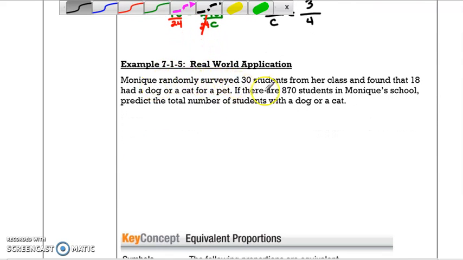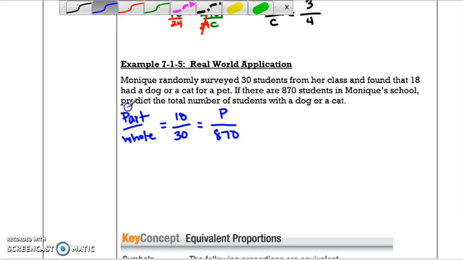Monique randomly surveyed 30 students from her class and found that 18 had a dog or a cat for a pet, but there are 870 students in Monique's school. Predict the total number of students with dogs or cats. So it looks like 18 to 30 is our ratio. So part to whole, 18 out of 30 just for her class. And we're going to try to find what number out of our total 870.